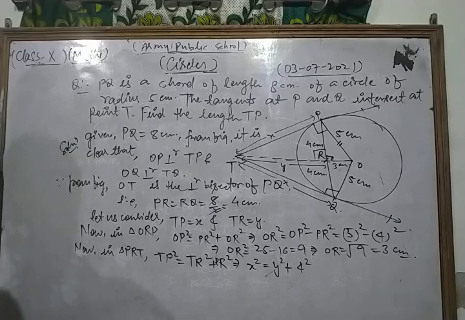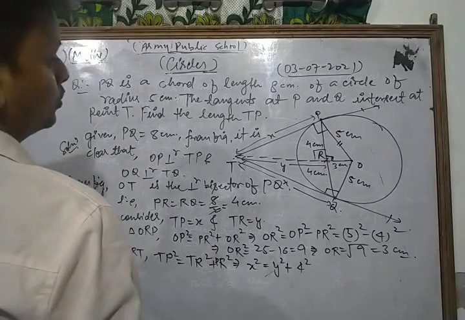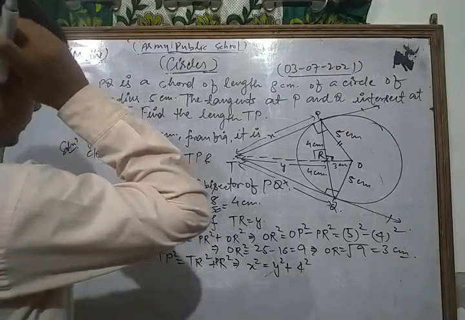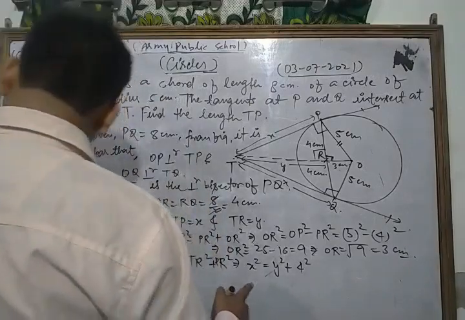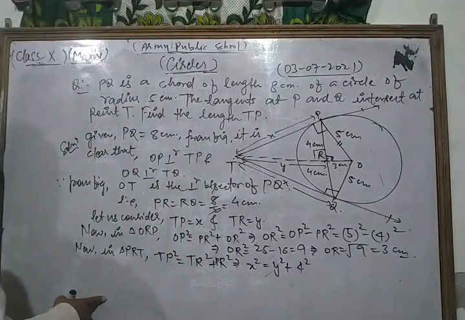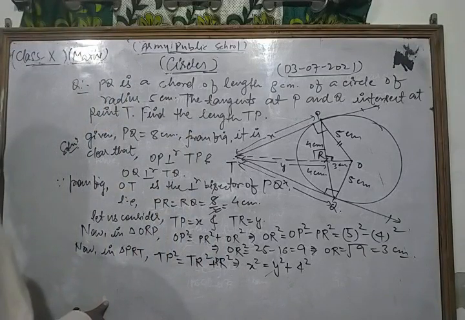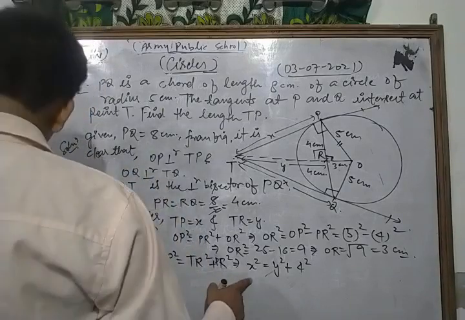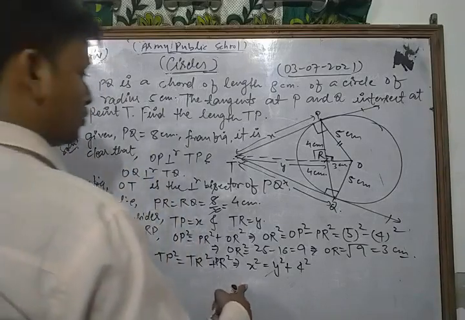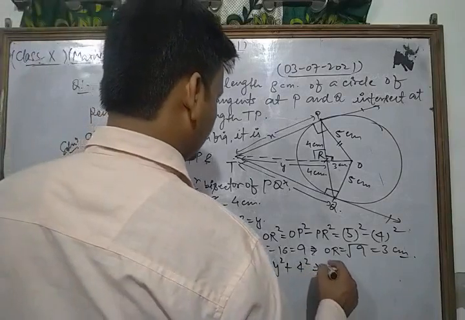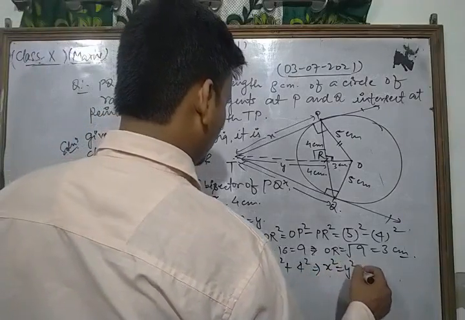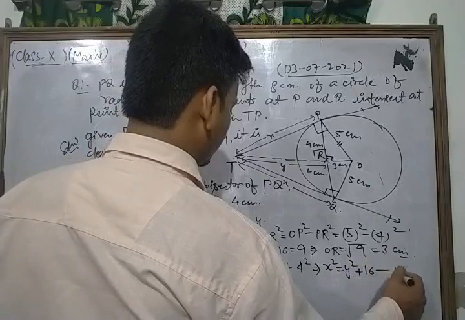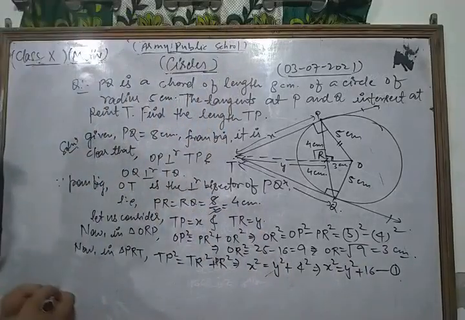And OT square is equal to, look, this is X square is equal to Y square plus 4 square. So from there this is TP is X, so X square is equal to Y square plus 16. Take this as equation number 1.